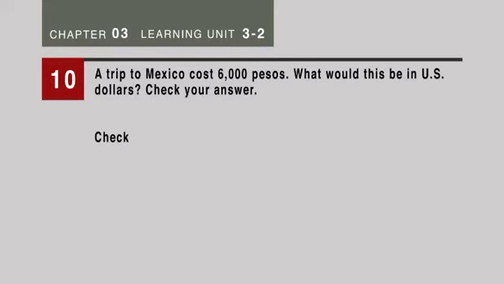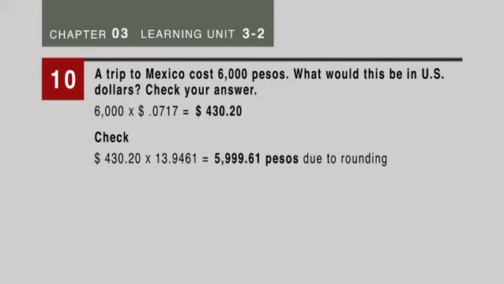And again, we use the blueprint as an aid. Trip to Mexico cost 6,000 pesos. What would this be in US dollars? Well, in this case, 6,000 pesos, we go to the currency table, and we find out that it's the equivalent of 0.0717. So in US dollars, it would be $430.20. You can check it by taking your answer, $430.20, by the currency table factor of 13.9461, and that gets us back to approximately 6,000 pesos. But in this example, it's 5,999.61.